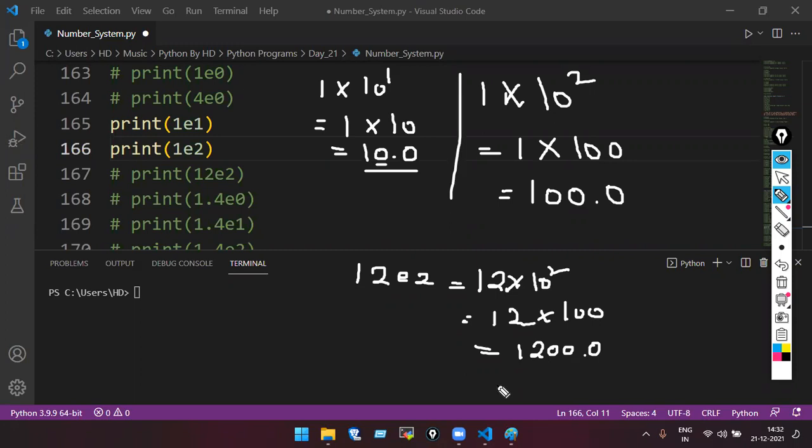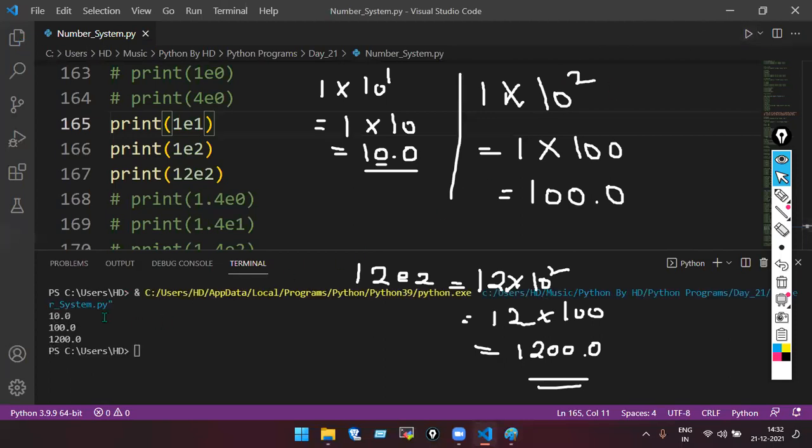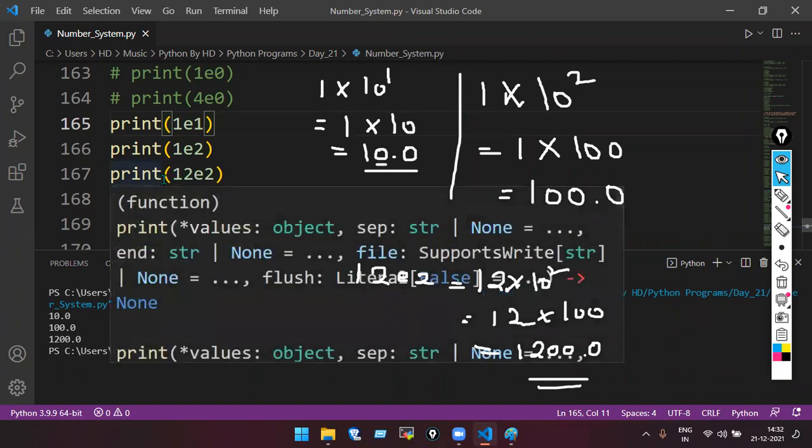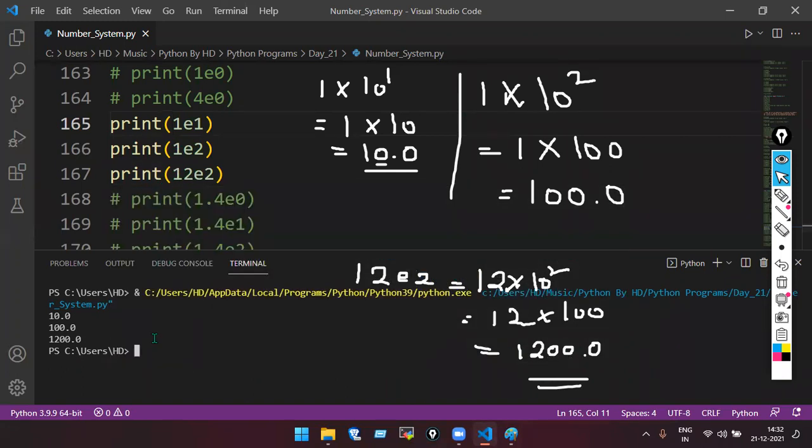Yes, 1 minute more. Okay. So what will be the answer here? 1200.0. Let us see once here. Run the code. All three will print their answers. Yes, the first answer is correct, 10.0. Next 100.0. Next what? 1200.0. And this is what? Logarithmic E. Okay.